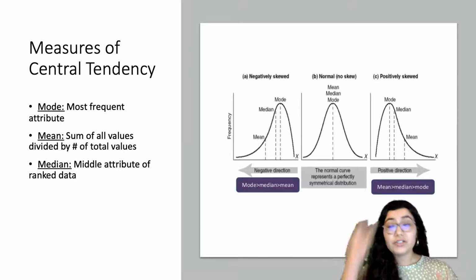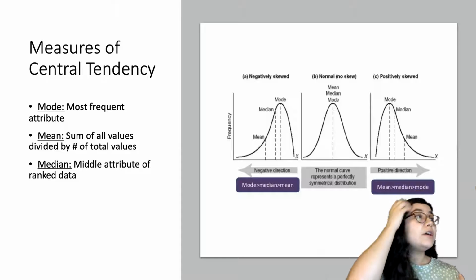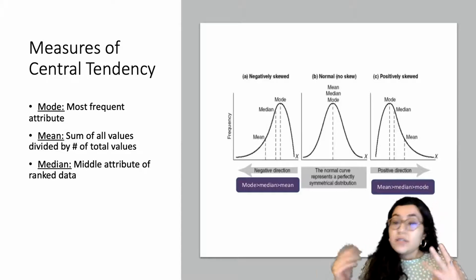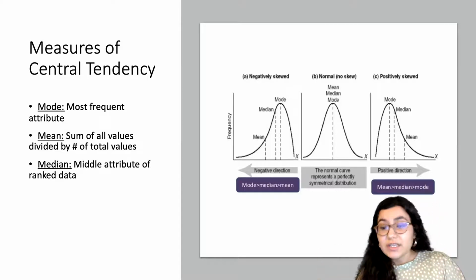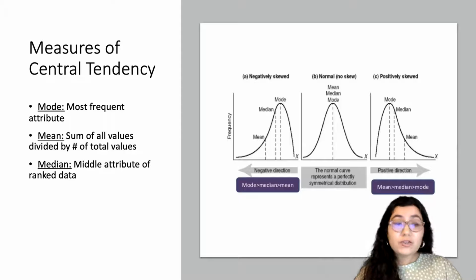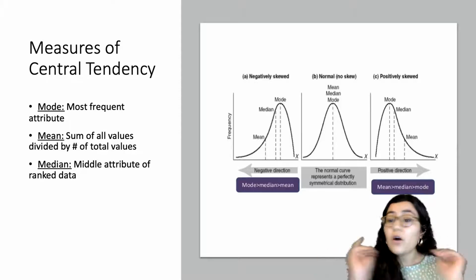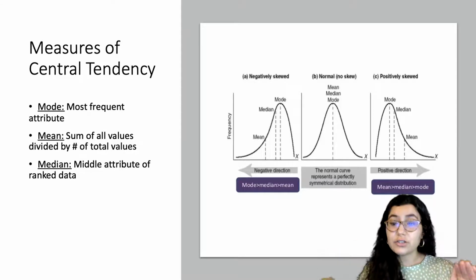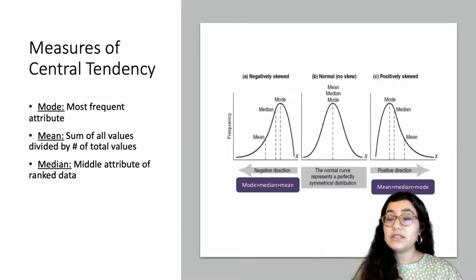Mean is the average. So in the example about departments, there was an average of 420 hours that was required for training. So that's a sum of all of the department's requirements averaged over. The median is the middle attribute if we rank the data.